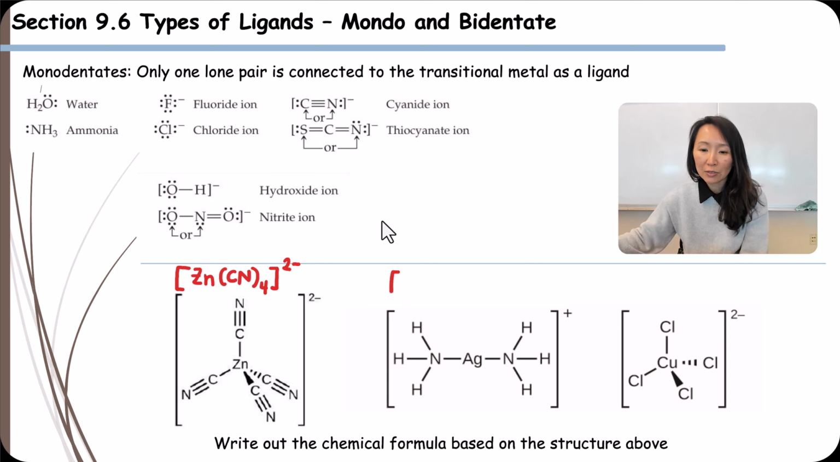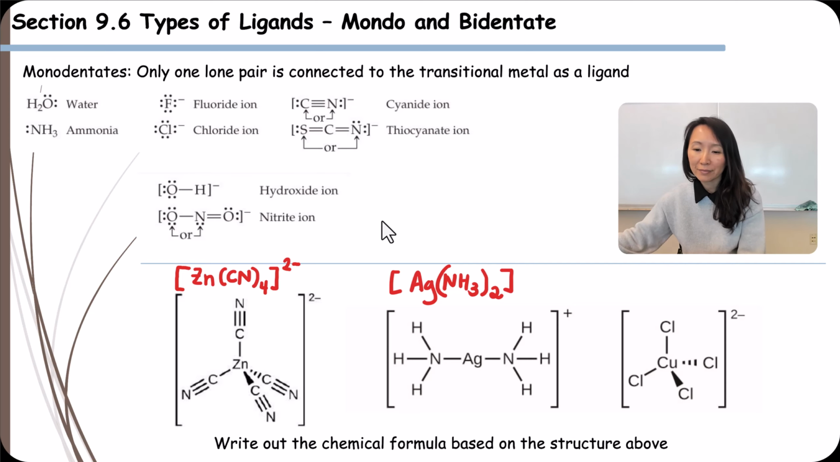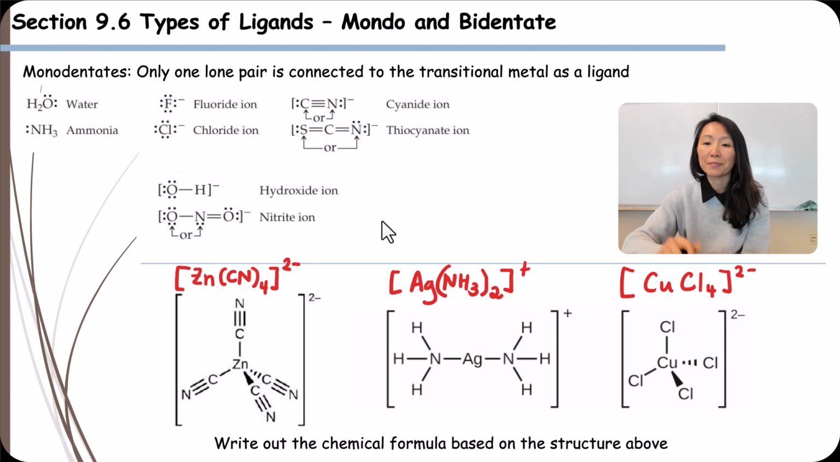Let's try the next one. Here's silver, and then I have ammonia, and that's in parentheses. There's 2 of them, and then a bracket plus. Next one, here's another bracket, copper, and then we have 4 chlorines, and then we have 2 minus.